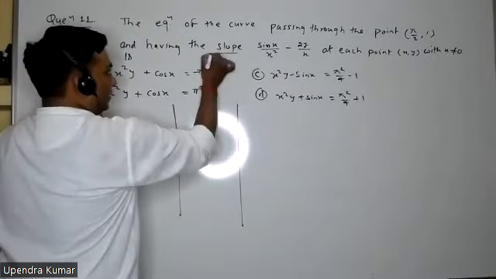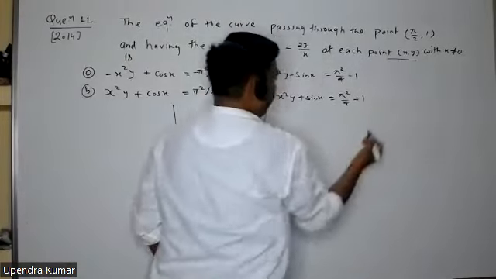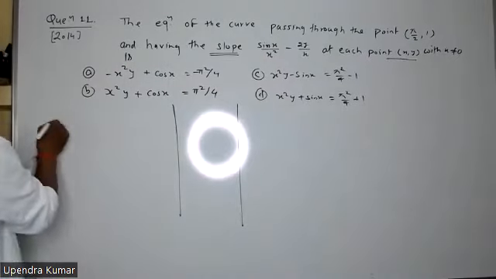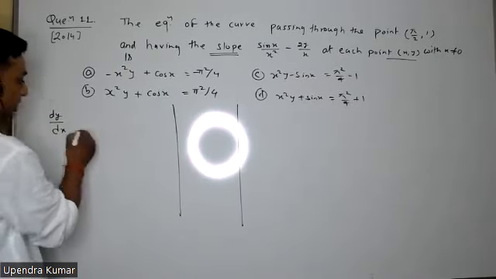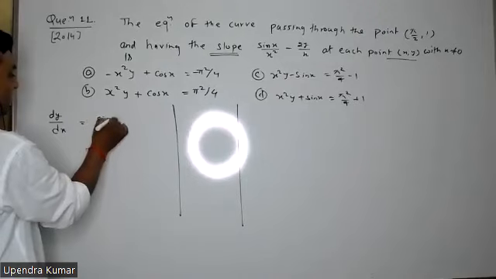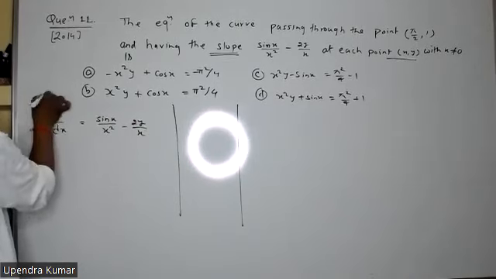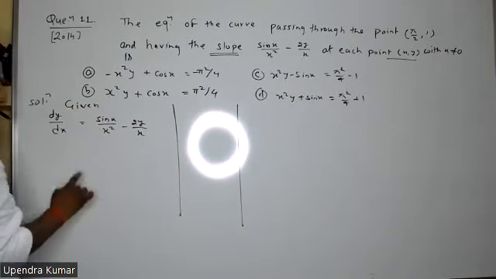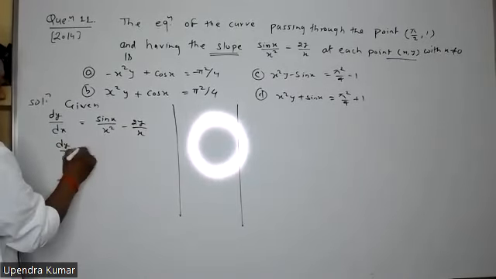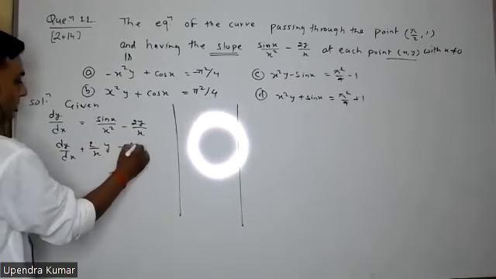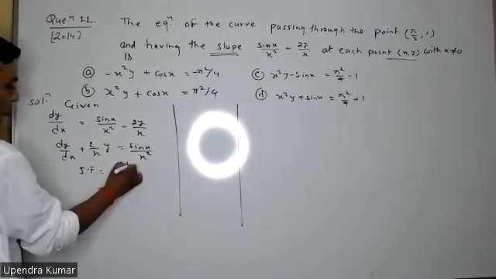What they said, the slope at the point, what is the point they talked about? x comma y. So what we learned from differential calculus in our 10+2 days, dy over dx is the slope at some arbitrary point x comma y, and that is given as sin x upon x square minus 2 by x. So this is given, right? So this is a differential equation of the form dy over dx plus 2 by x into y equals sin x by x square. So what is the integrating factor, dear fellows?